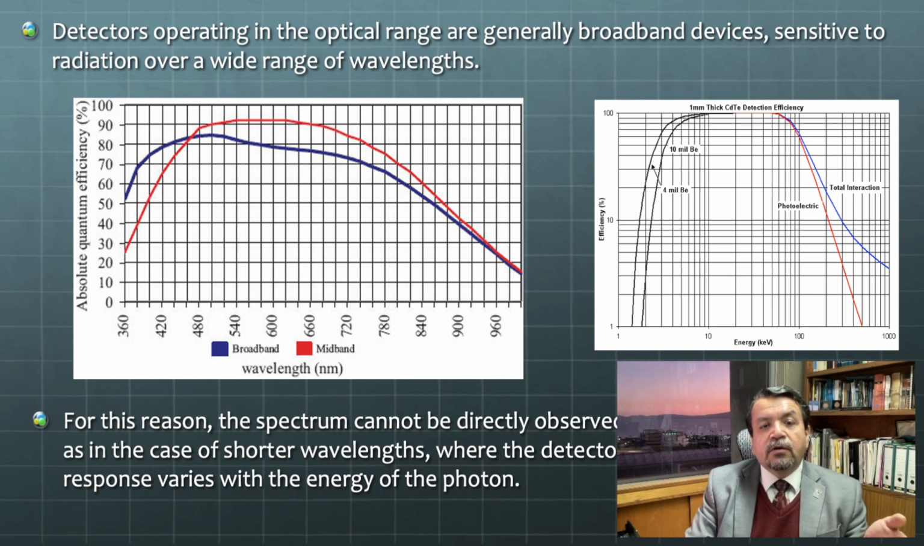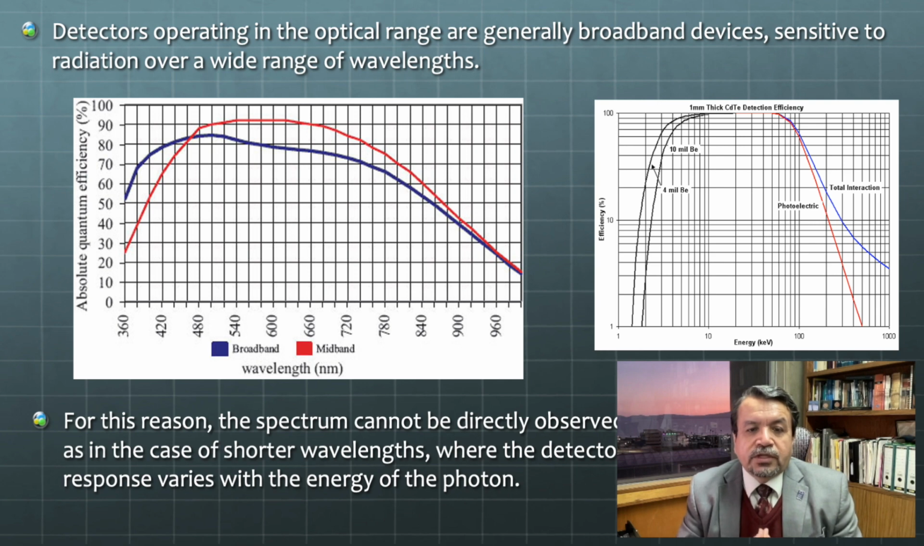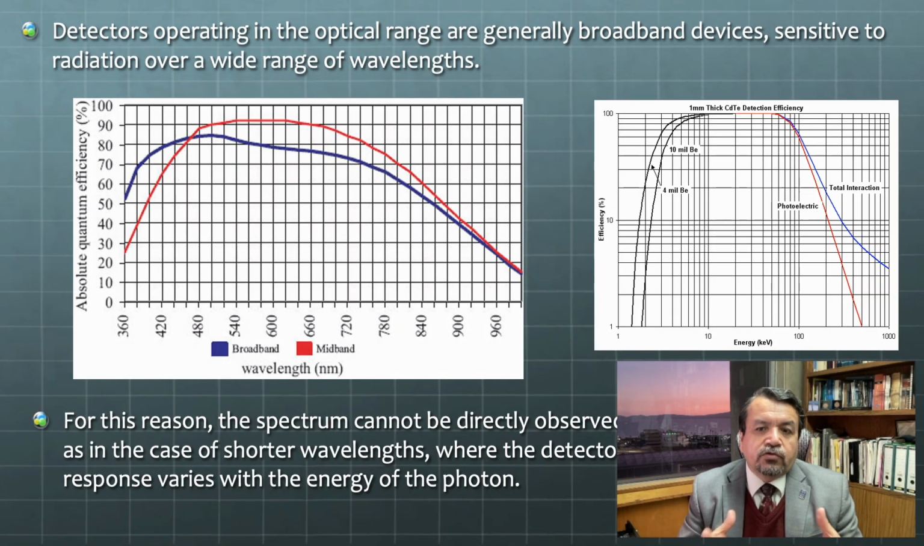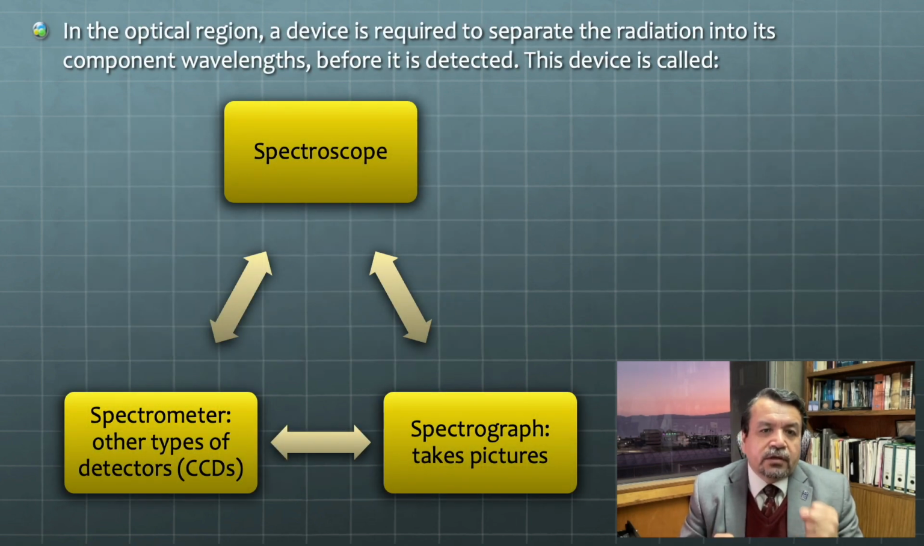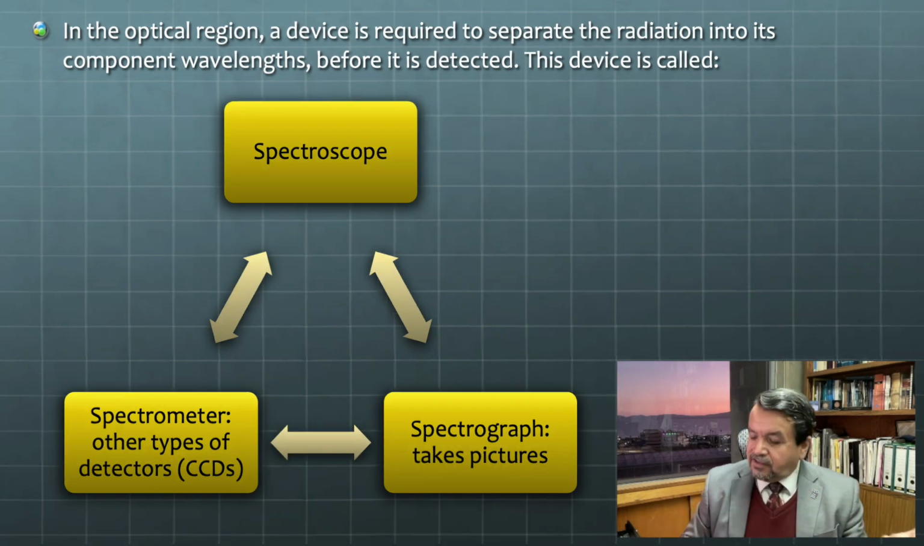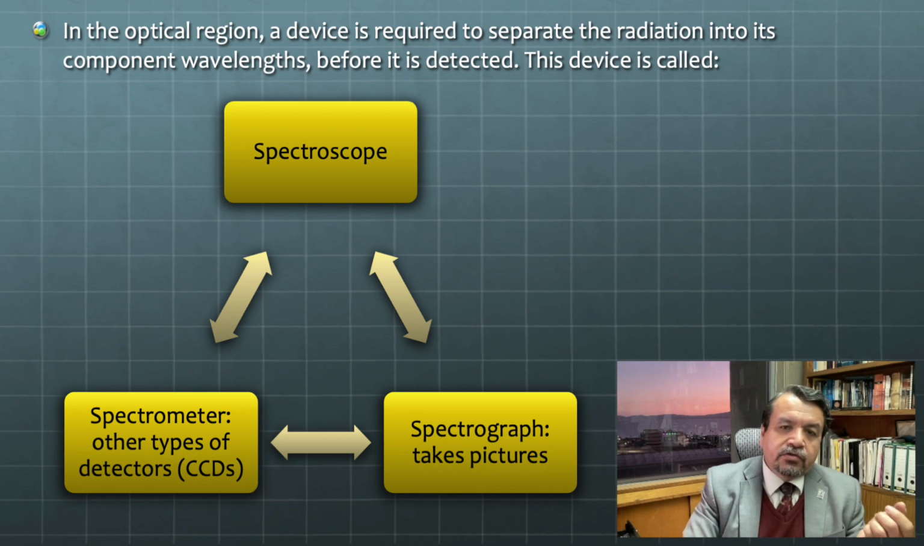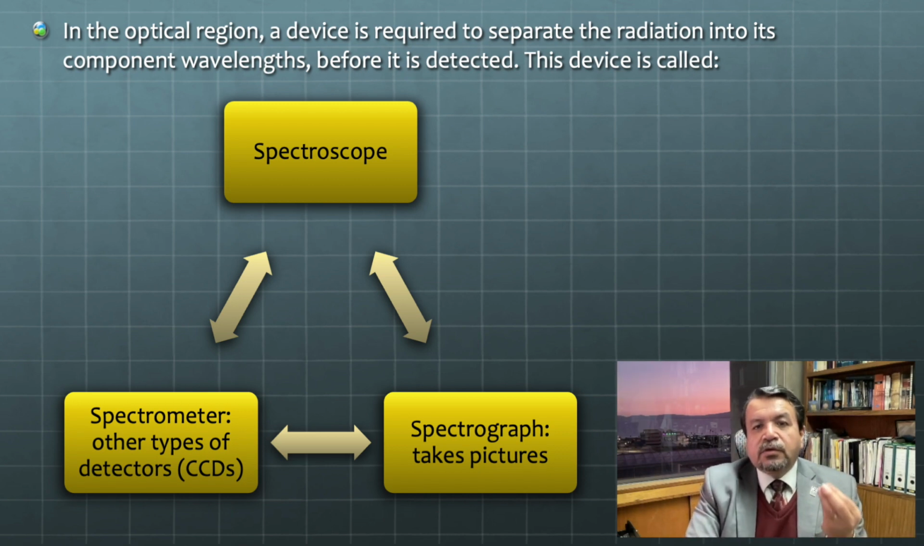Therefore, the spectrum cannot be directly observed as we do at shorter wavelengths, where the detector's response varies with the photon's energy. To overcome this limitation, we need support from a device called a spectroscope, which is derived from the Greek roots of the word. Spectroscopes have been used throughout history to analyze light and its components. They provide the means to observe the spectrum and understand its characteristics, allowing scientists to study the properties of light and make important discoveries in various fields of science.